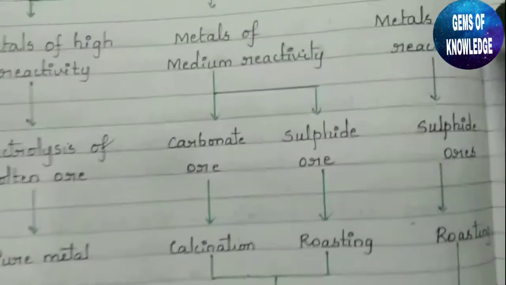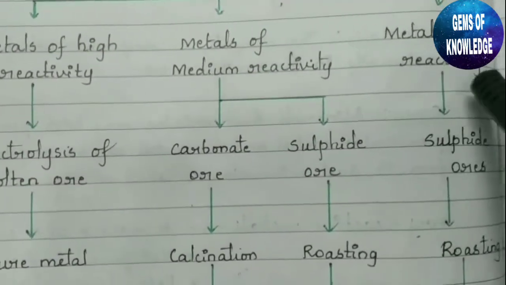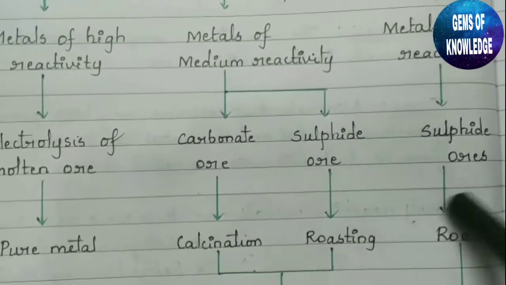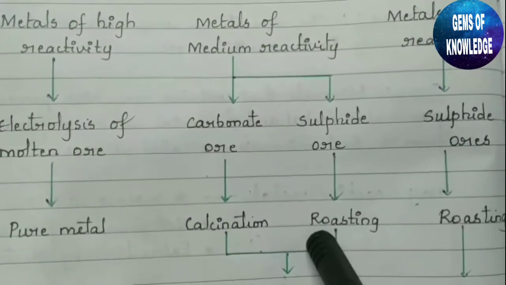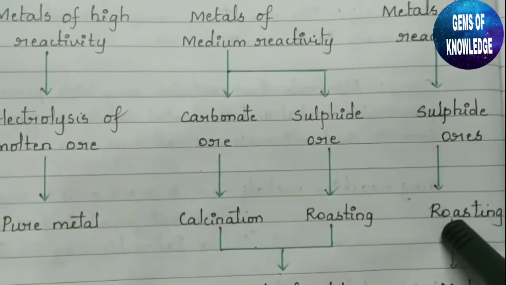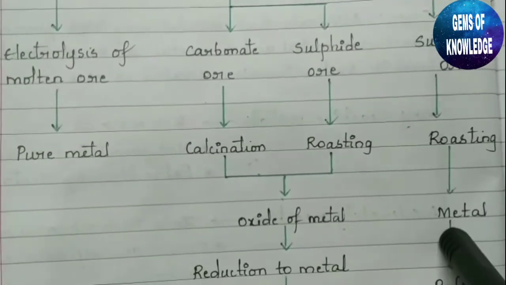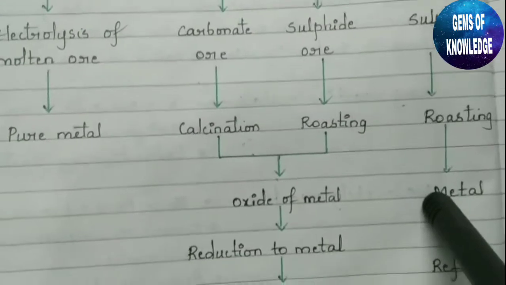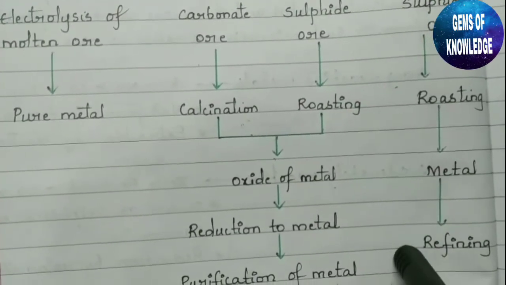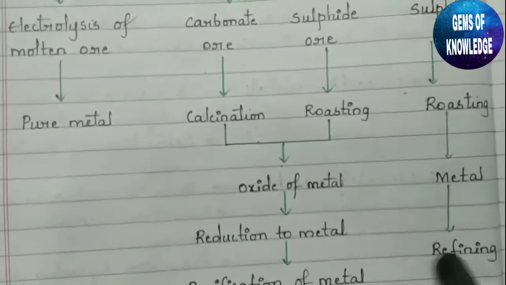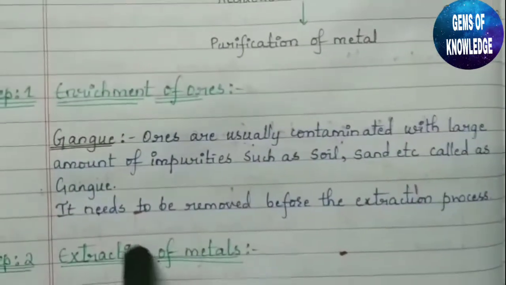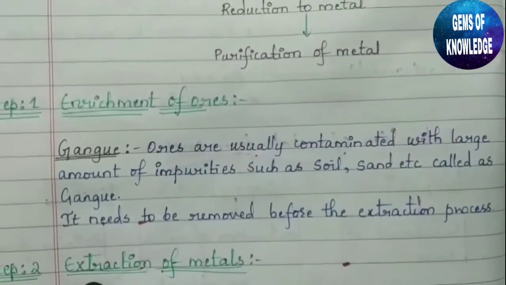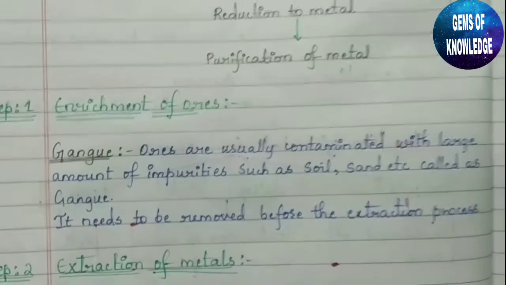Okay, so in the case of metals with low reactivity, here it is almost found in the sulfide ores. Then the same process here: the roasting will be done. Then we are going to get the metal, and after that we are going to refine that metal. All these processes we are going to study now. So the first thing we have to know is that we are going to study the extraction of metals.